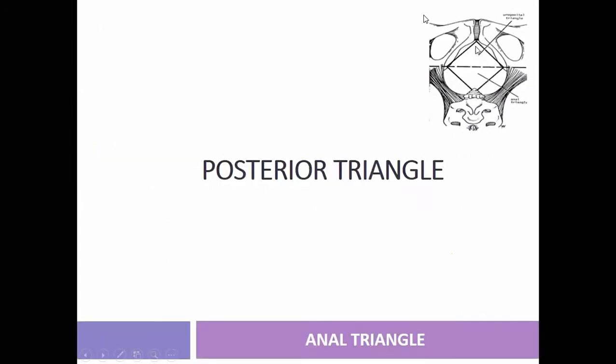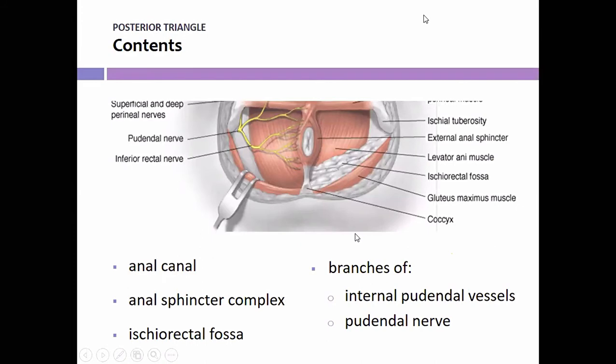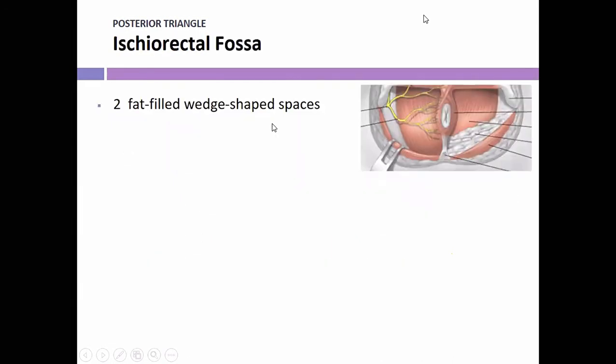Now, below the anterior triangle is the posterior triangle, also known as the anal triangle. So this is bounded. The apex is the coccyx, and laterally are the ischial tuberosities as well as the sacrospinous ligament. Now, what are the contents of the posterior triangle? So this is the anal triangle. Therefore, there's the anal canal, the anal sphincter, the ischiorectal fossa, as well as the branches of the pudendal nerves and vessels.